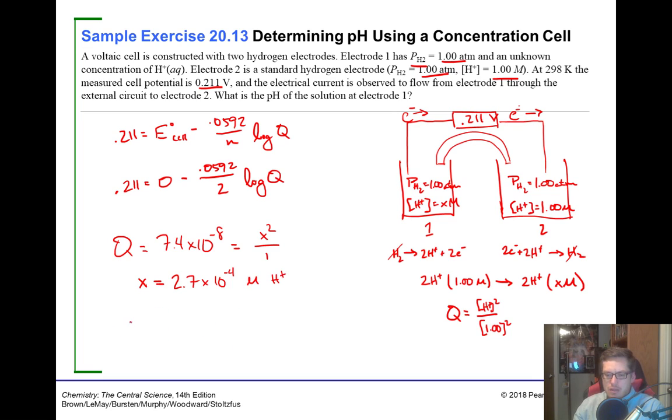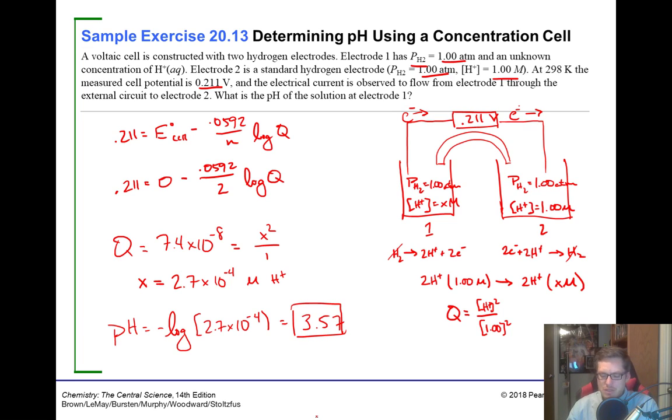Then to find the pH, we just say pH is equal to the negative log of 2.7 times 10 to the minus 4th. And I got 3.57 when I did that earlier today. So that's how you calculate the pH using a concentration cell.